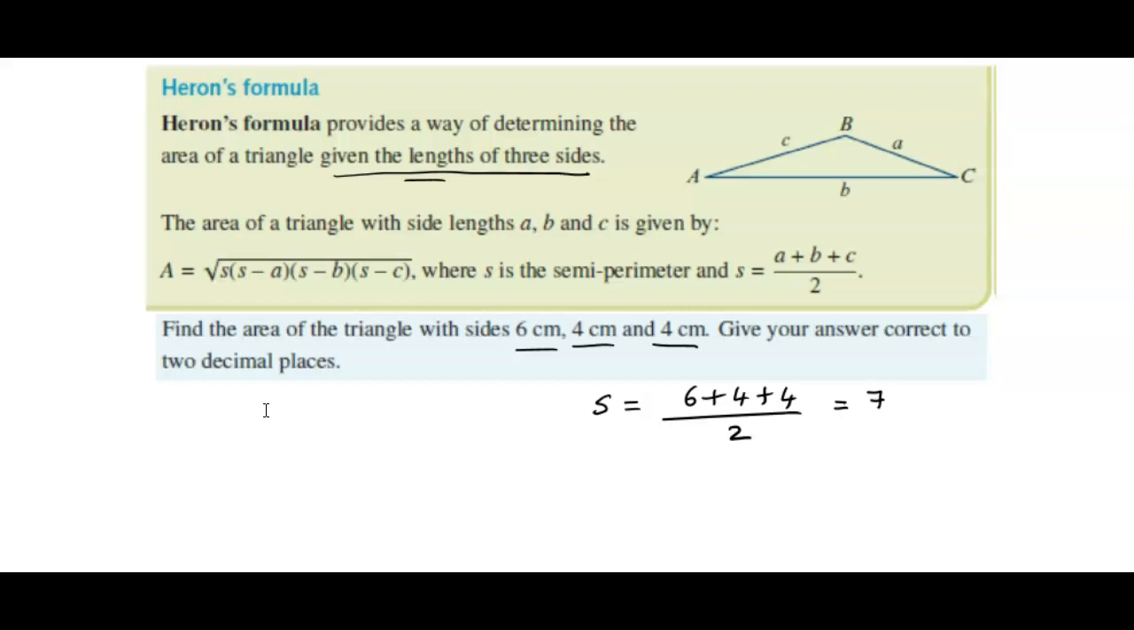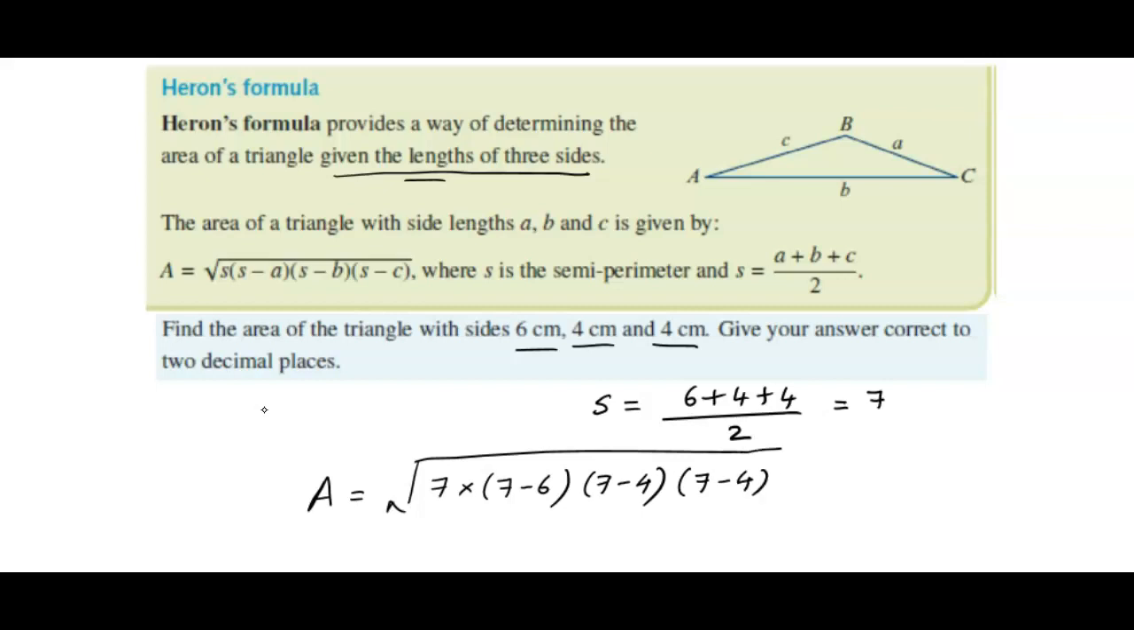Now that we've worked out the value for s, we're going to use the formula. So area equals the square root of s, which is 7, times 7 minus a, so for the first side, times 7 minus b, the second side, and then 7 minus c, the third side. Which basically is nothing but 7 times 1 times 3 times 3.